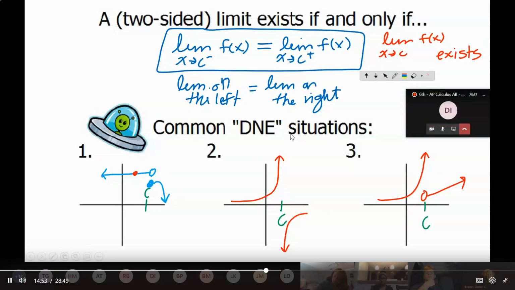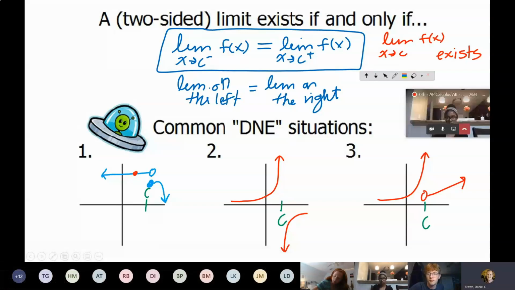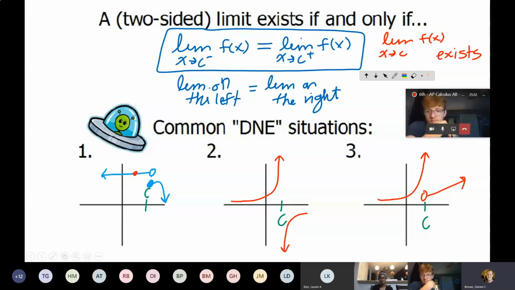Questions or concerns? Yeah, so the limit is always y, right? The value of a limit is a y value, yes. Or dependent variable, if you want to say it that way.